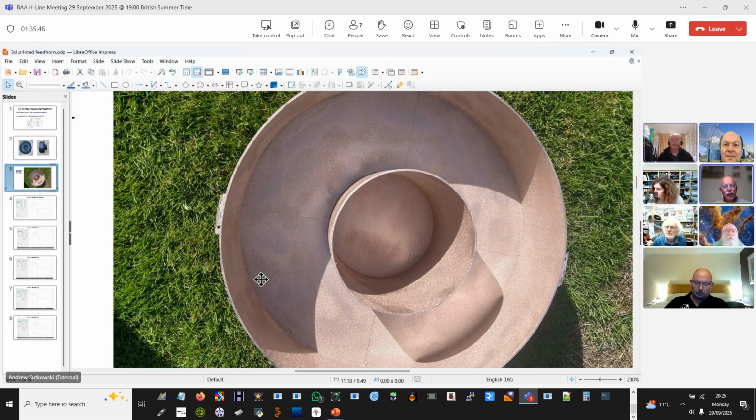What type of antenna will you put your feeder on? I've got a 4-meter dish, so eventually this will go on a 4-meter dish. Okay. Do you have a picture of the probe included?